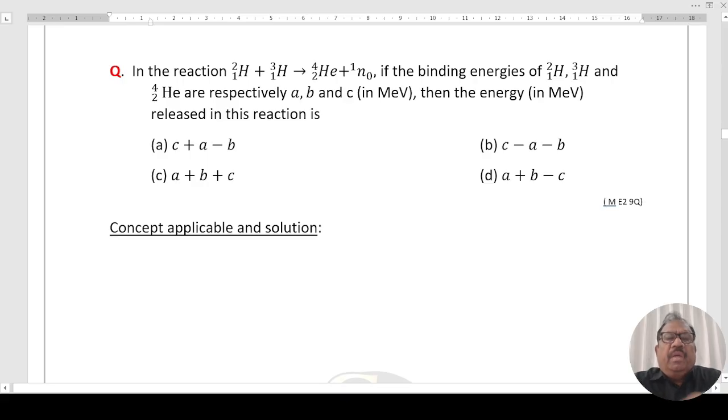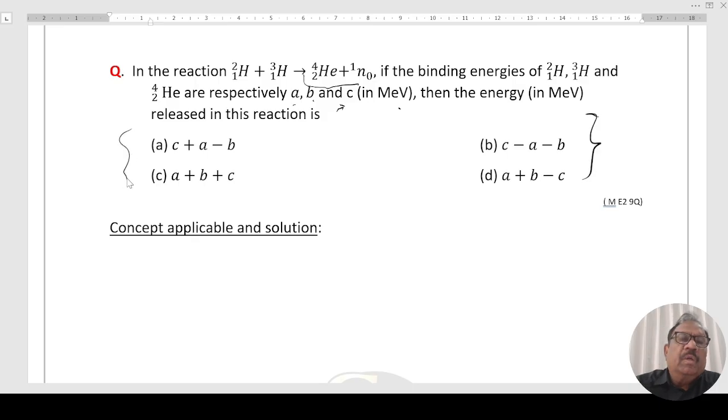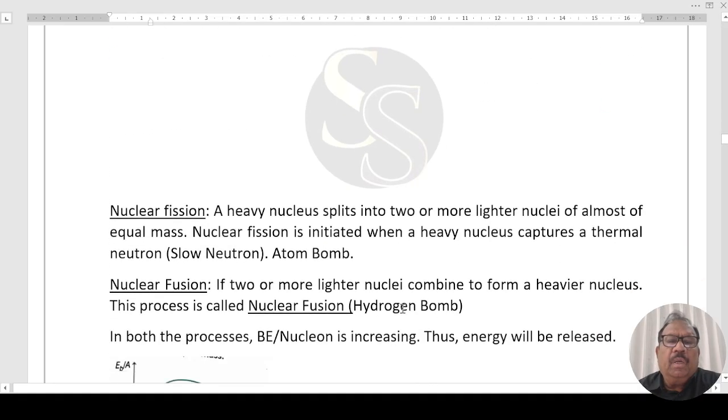Question is, in the reaction 1H2 plus 1H3 produces 2He4 and 1 neutron. If the binding energies of 1H2, 1H3 and 2He4 are respectively A, B, C in MeV, then the energy released in the reaction is, 4 options are given and one option is correct. Its answer can be given in 5 seconds, right? But before giving the answer, I will clear the applicable concepts.